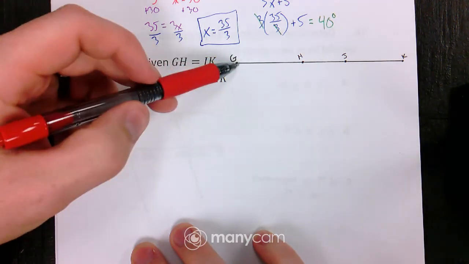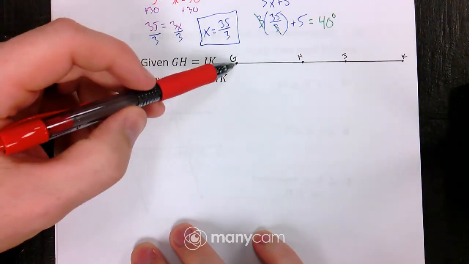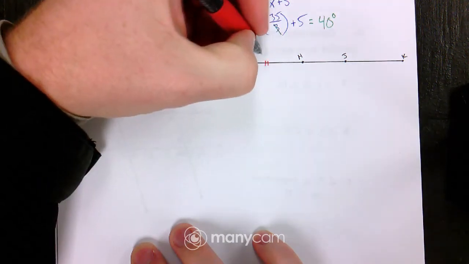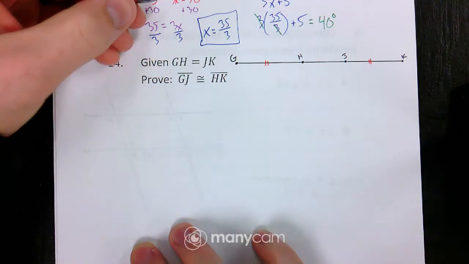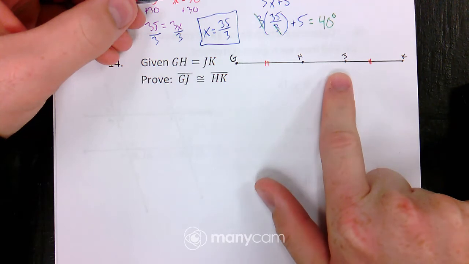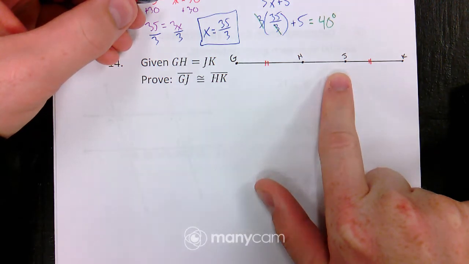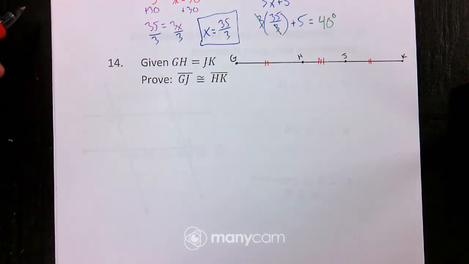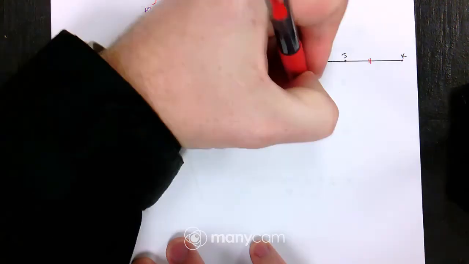Alright, GH equals JK, so I know that this is equal to this. What can I say HJ is equal to? Huh? I could say that this is equal to itself, can't I? HJ equals HJ. Something to think about. It's helpful for solving these kind of things. Okay.